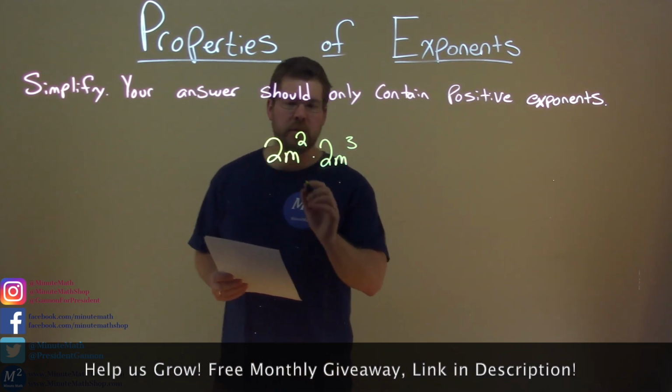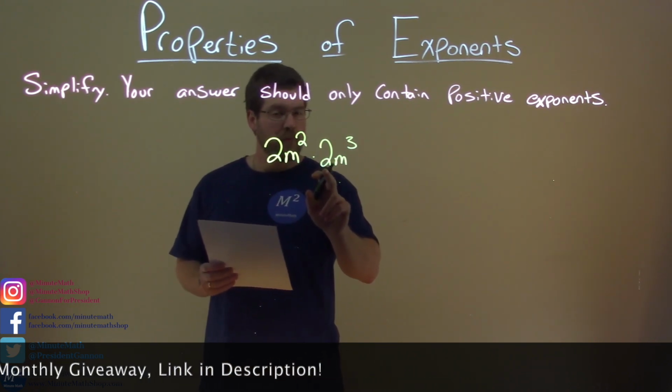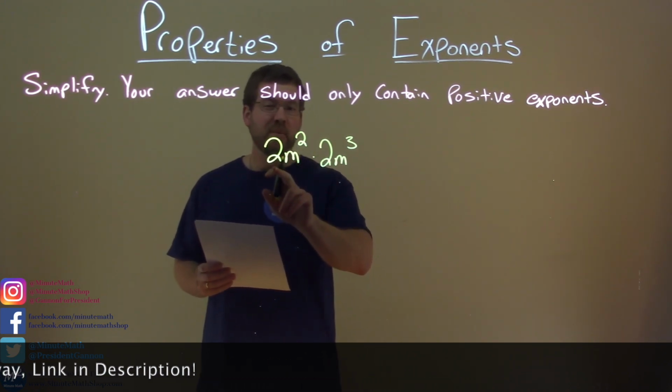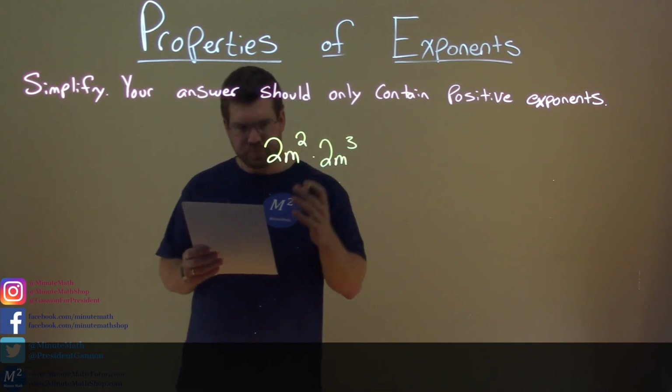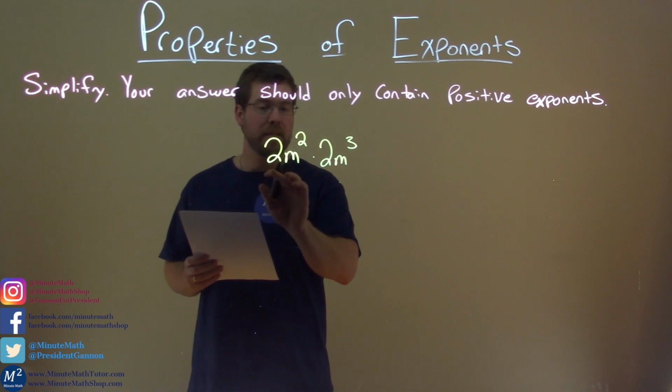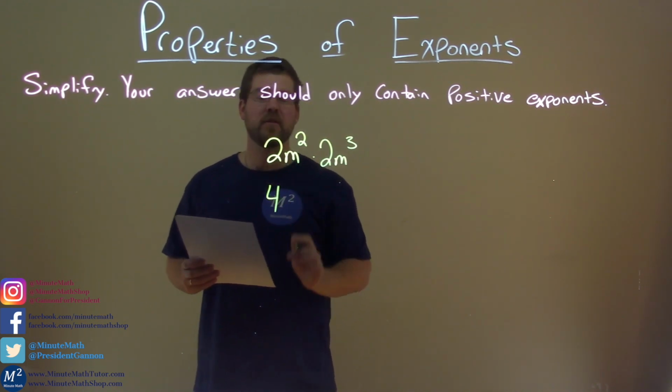First thing I want to do here is look at the 2's. They're both the numbers out front of each of the variables, and so we can multiply them together. We're kind of combining our like terms. So we're going to combine these two 2's together. 2 times 2 is 4.